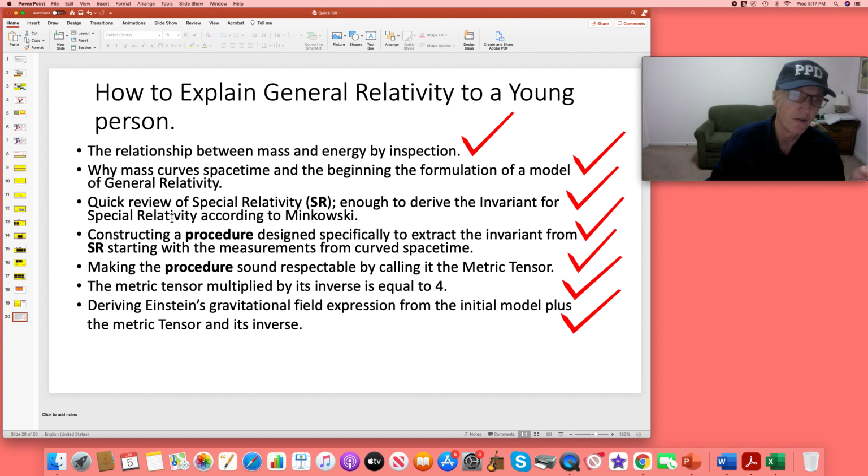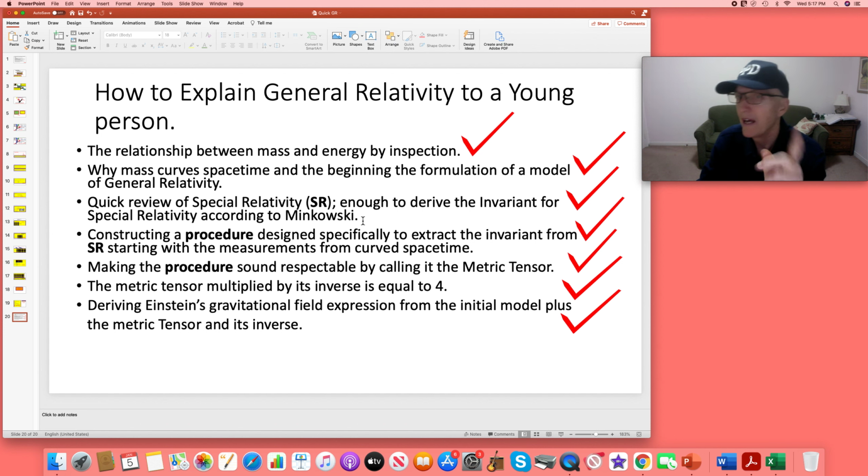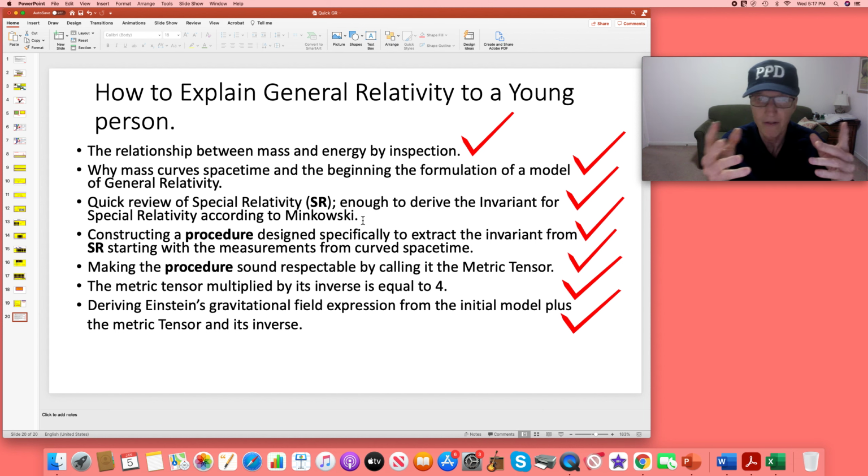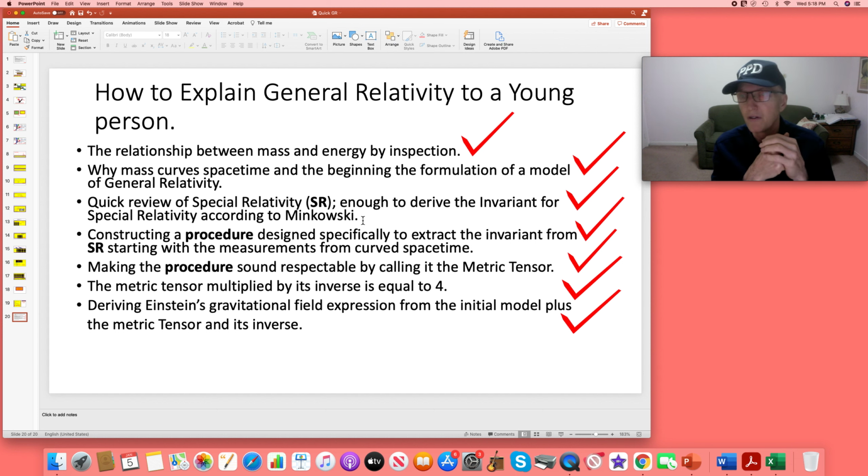Okay, so let's look here. A quick review of special relativity enough to derive the invariant. We did that. It's all the red, x1, x2, x3, and the squared each term. And we also showed how important it was for deriving Einstein's gravitational field expressions. And you had to do it according to Minkowski, the way that Einstein formulated it. Constructing a procedure designed specifically to extract the invariant from special relativity, starting with the measurements from curved spacetime. We showed how to do that.